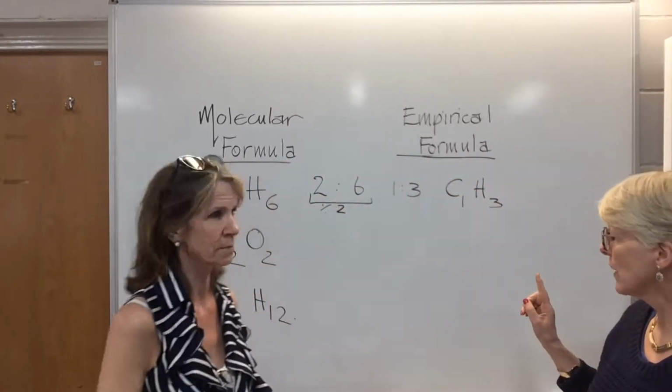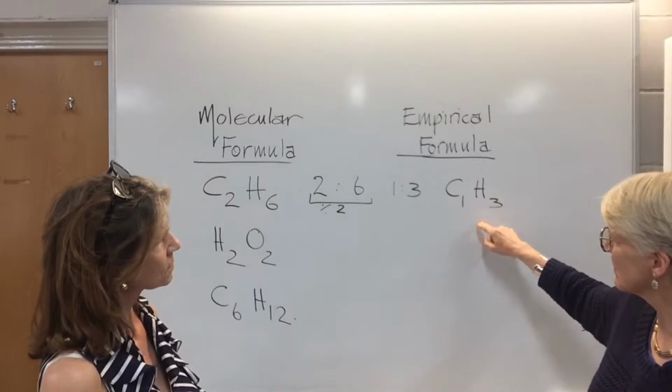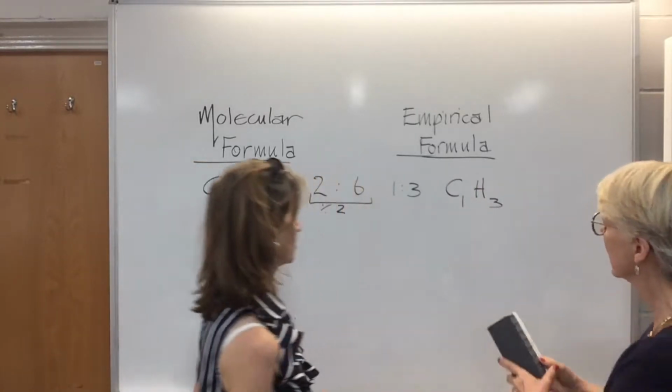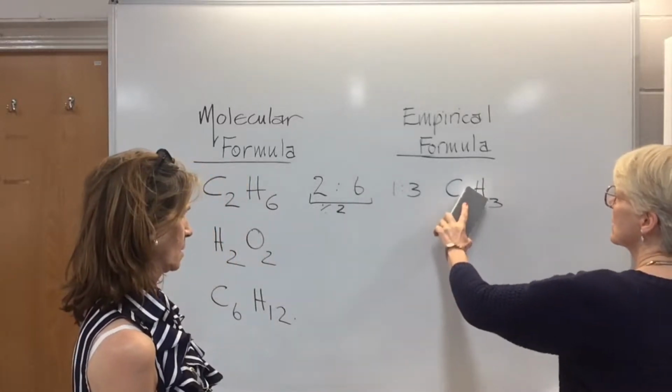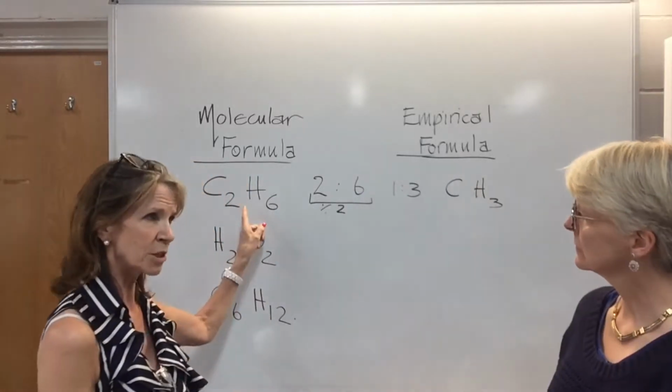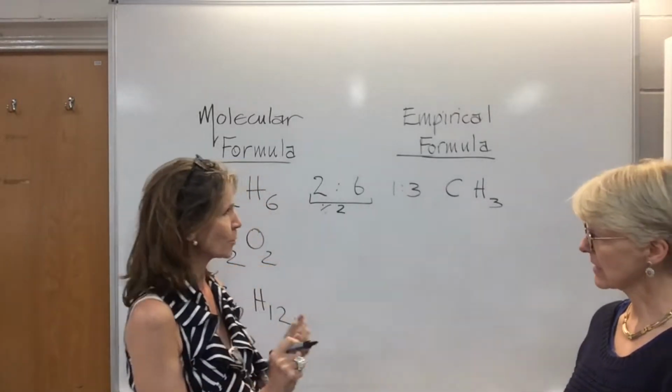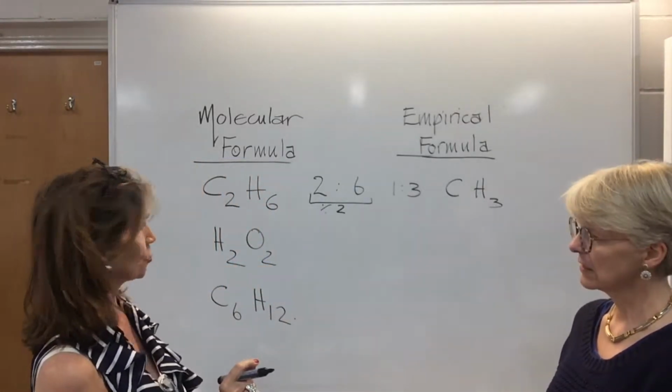C1H3. Almost. Correct in principle, but in chemistry we never write the 1 in. All right, so I need to remove that. Yeah, we'll take that out. So CH3 is all you need there. So the molecular formula is C2H6. Yes. The empirical formula is CH3. Correct. So I'm going to go into a slightly trickier one.